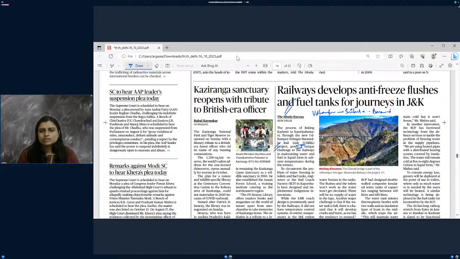So this project poses a unique challenge, and a challenge to what? To the railways in maintaining water and fuel in liquid form in sub-zero temperatures during winters. Now it is very difficult to maintain water and fuel at sub-zero temperature.